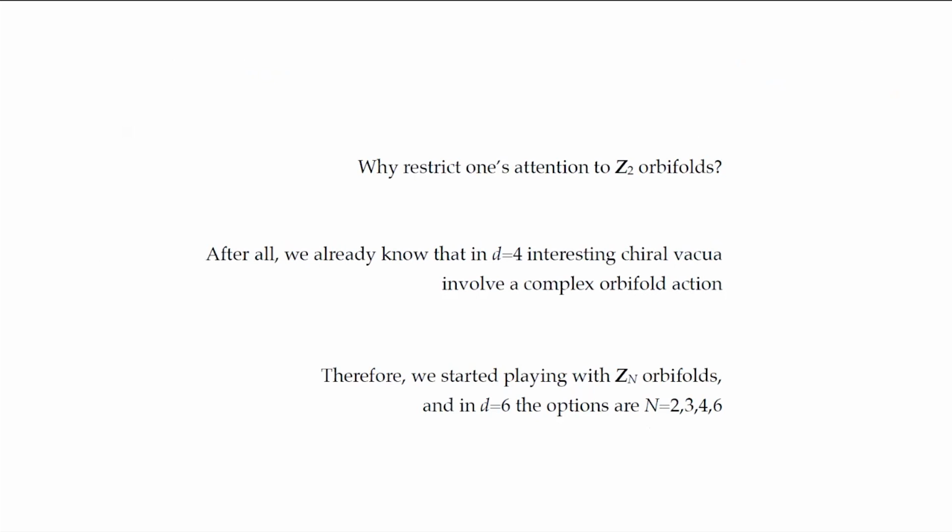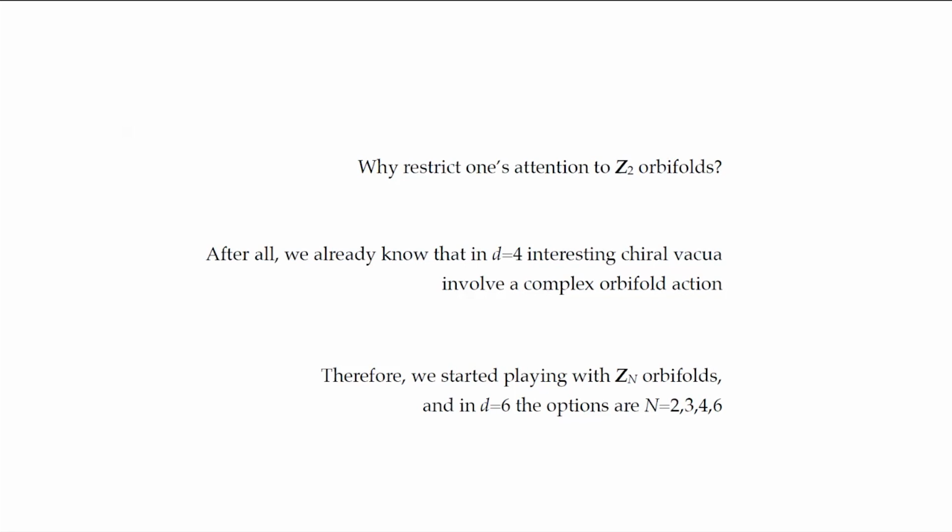The two actions are complicated for the pointer, but maybe not for the vacua? And the natural question that I asked myself a long time ago is, why do you want to restrict one's attention to Z2 orbifolds? After all, we know that there are many other possibilities, and we already know that in 4 dimensions interesting chiral vacua can be built, but they involve a complex orbifold action, like the Z3 or more complicated. So we started playing with just the Zn orbifolds, and then generic.